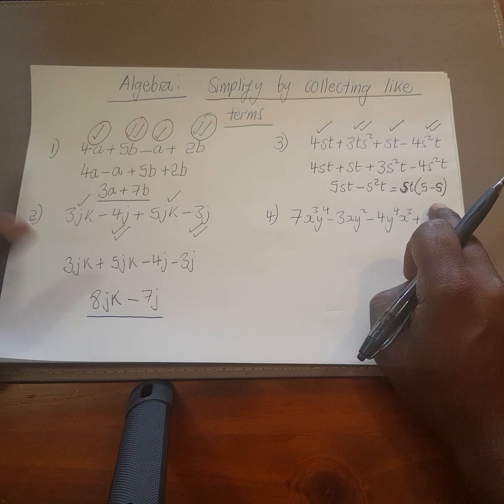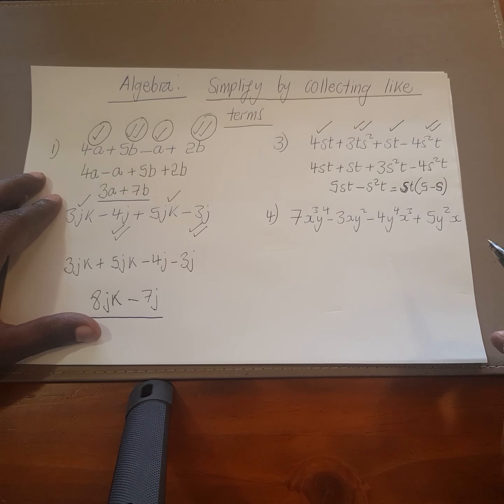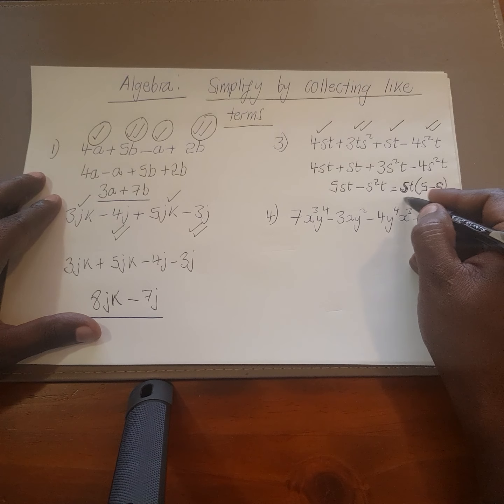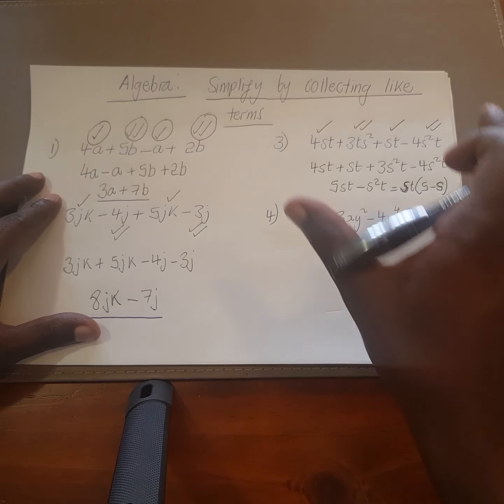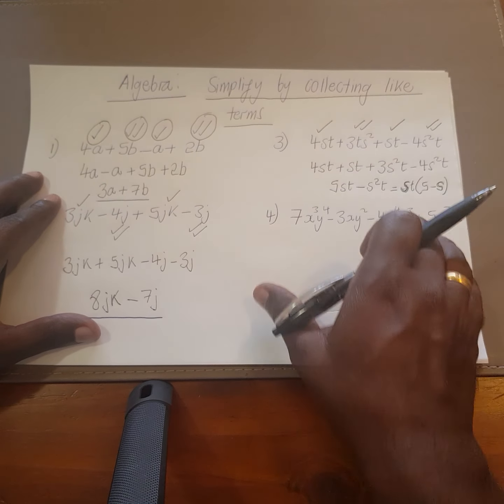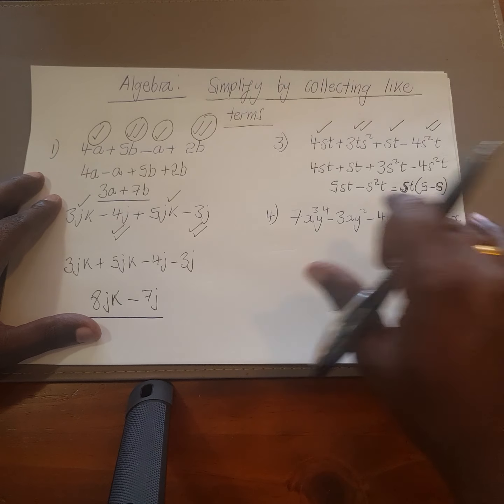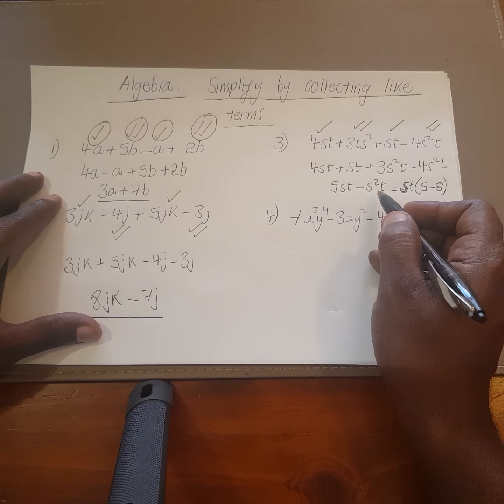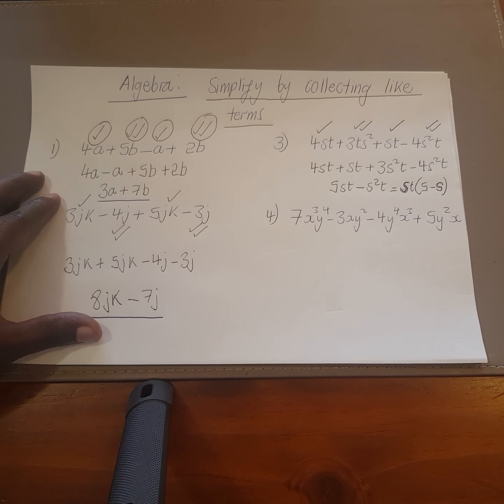Now, if the question asks you to leave your final answer in factorized form, then you go for this. But if it just tells you to simply group them into like and unlike terms and then leave it the way it is, you can leave it like that. All right, I just wanted to give you options because in the previous video we did talk about factorization.